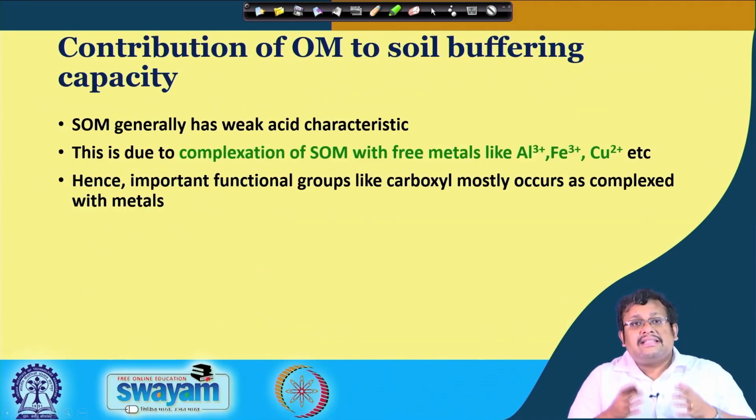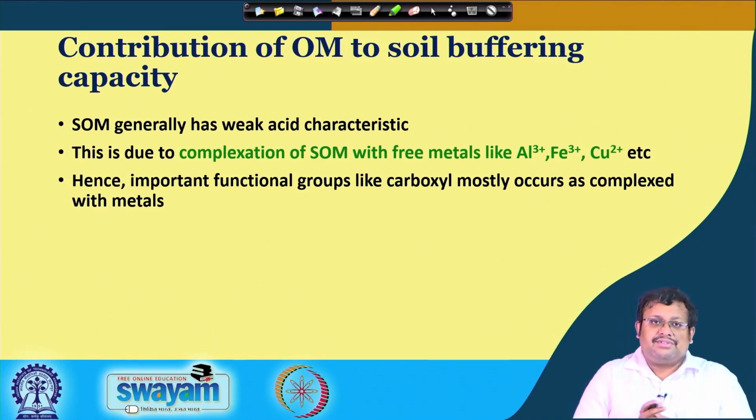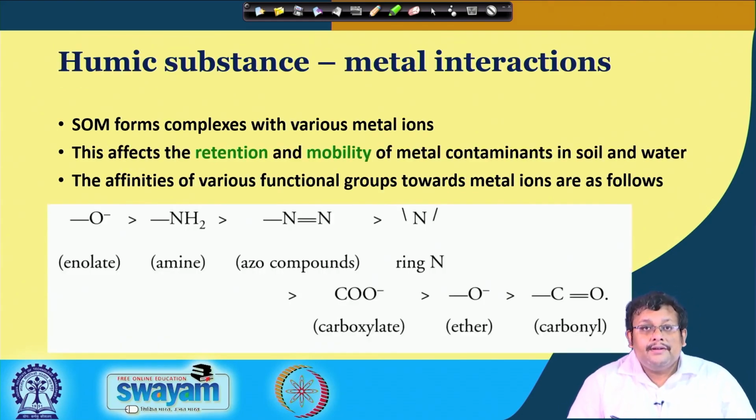Now, soil organic matter generally has weak acid characteristics, which is why it has some buffering capacity. This is due to the complexing of soil organic matter with metals like aluminum, ferric iron, Cu2+ etc. Hence the important functional groups like carboxyl mostly occur complexed with metals, producing chelates.